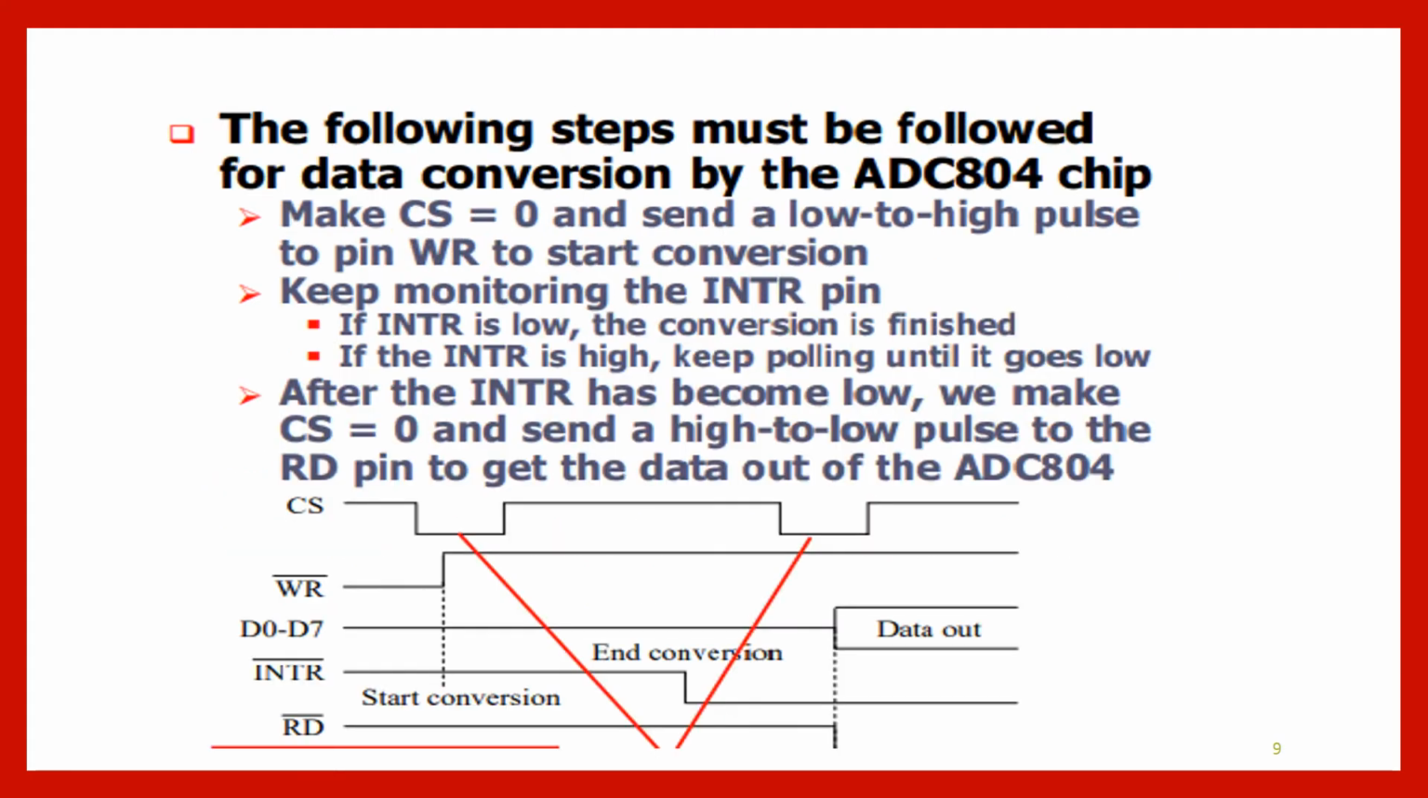Now, these are the conventional steps which are followed. First of all, you have to make CS 0 and send a low to high pulse to the WR pin, which is the start of the conversion. Then monitor the INTR pin. If INTR is low, then the conversion is finished and we can go to the next step. If INTR is high, keep polling until it goes low. After INTR has become low, we make CS equal to 0 and send a high to low pulse to the RD pin to get the data output of the ADC 0804.